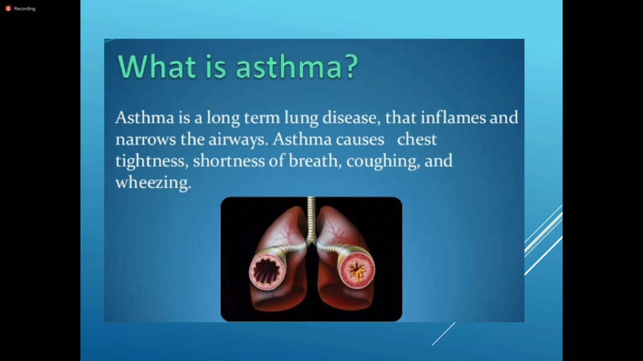What happens? Airways become narrow. Asthma causes chest tightness, shortness of breath, coughing, and wheezing. Look at that end of the airway. See how it's supposed to normally be open? That's where the gas exchange is happening. Look at this asthma airway over here. So the airway itself becomes tight, inflamed, narrowed. That gas exchange is unable to happen.